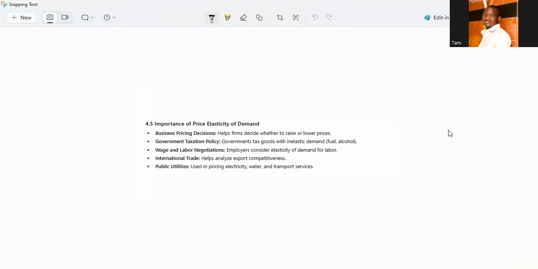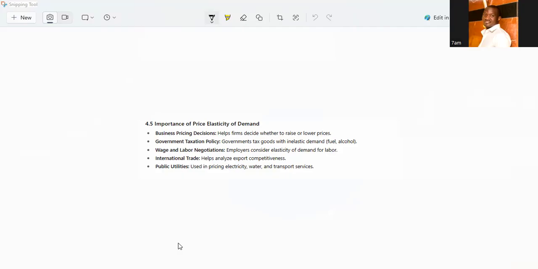Okay. So labor and wage negotiation. Employers will consider elasticity of demand for labor, so they will look at elasticity to determine the wages. International trade also, it helps you analyze export competitiveness. Public utilities, it's used when we are pricing water, pricing electricity, and transport services. So demand elasticity is applicable in these aspects.